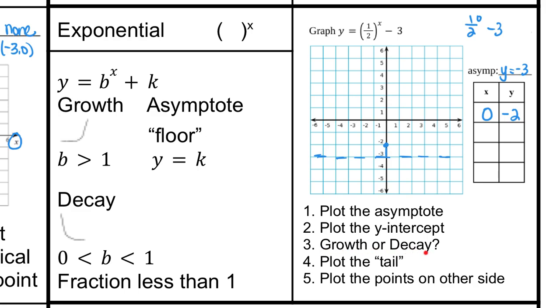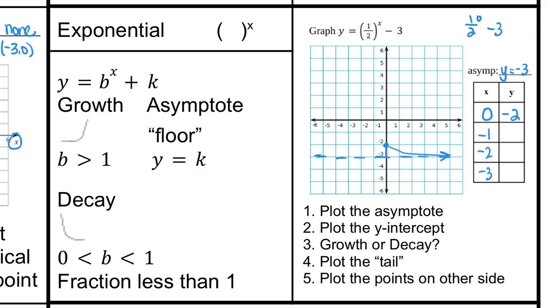Is this growth or decay? To find that, I look at what is being raised to the x, and I see 1/2. That is less than 1, a fraction less than 1, so I know my graph is going down, which means my tail is over here, and I can just put that in. So that means I basically know what is happening on the positive part of the graph, and so I need to figure out what is happening on the negative part of the graph, so I can plug in some negative values to find that out.